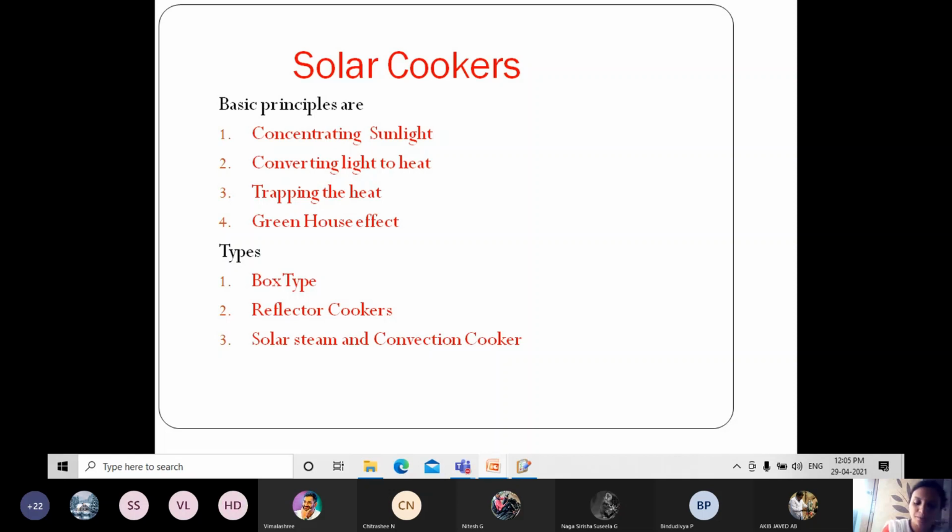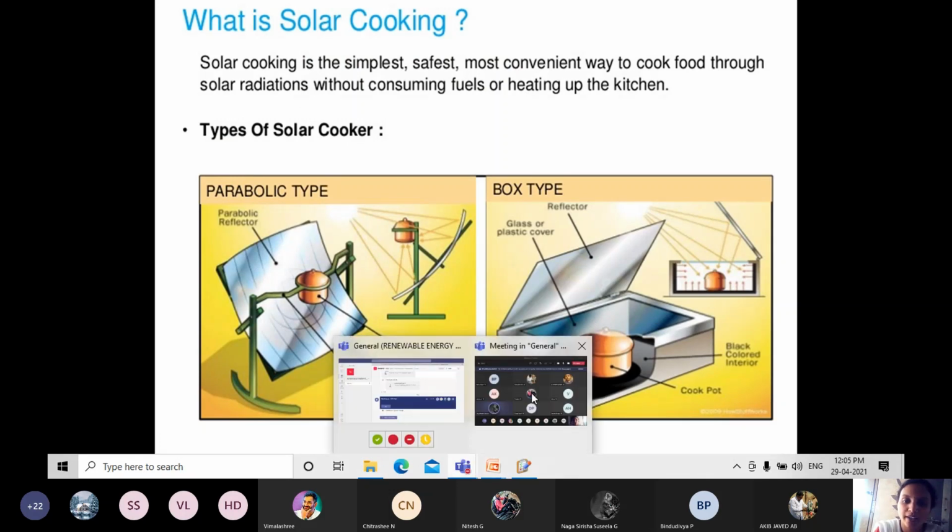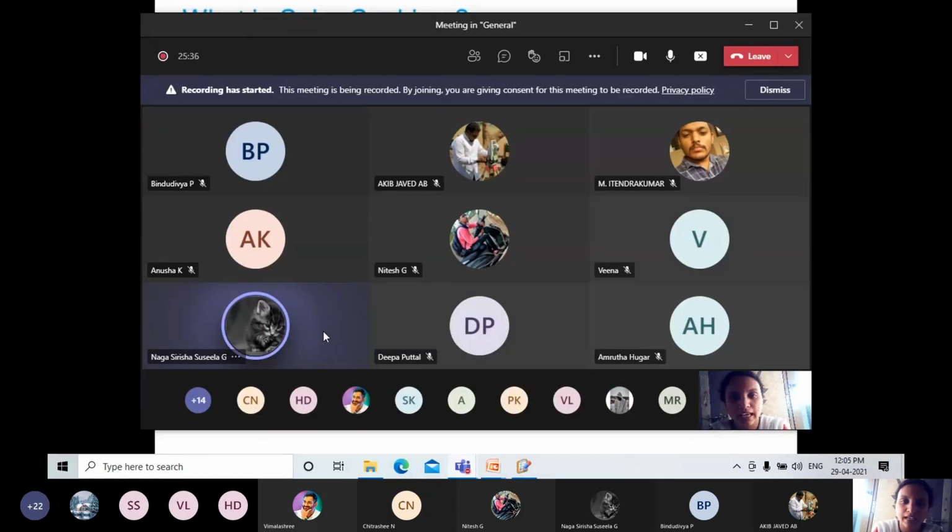Solar cooking box, it is a box type. Here it is a box type. Okay. Why? Any problem? Naga, Sirisha, mute yourself.